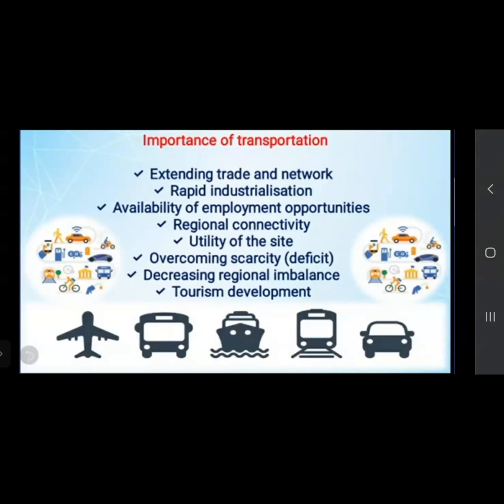Where regional imbalance is there, meaning only one region or one side of the region is explored and used, this will not happen if the transportation is good. Why? Because connectivity is there, you can reach all parts of that region if transportation is good. So imbalance will not be there in the region. Then tourism development, yes, if the transportation system is good, tourism will be developed because people will have the willingness to visit that place because of the good transportation system. So they will come and visit that place, and thus tourism will be developed.